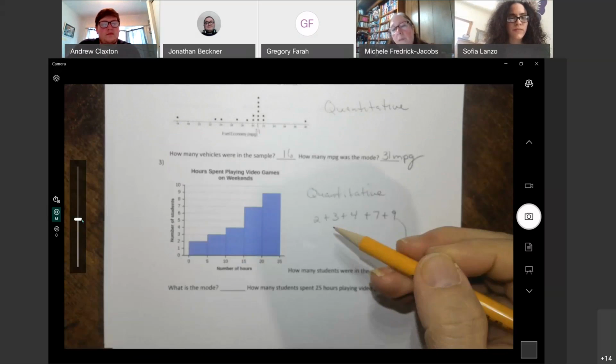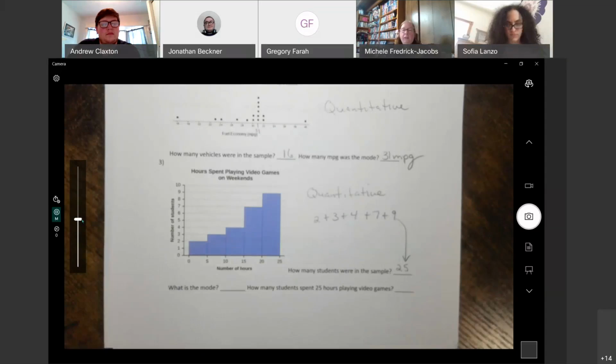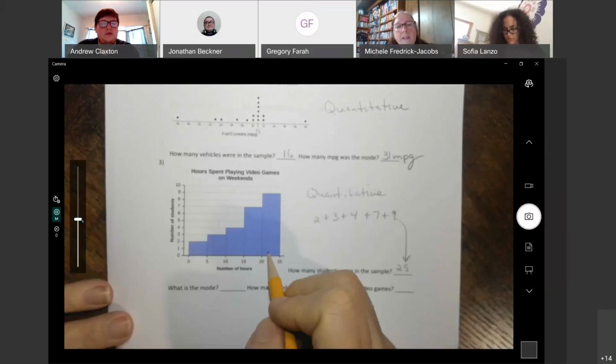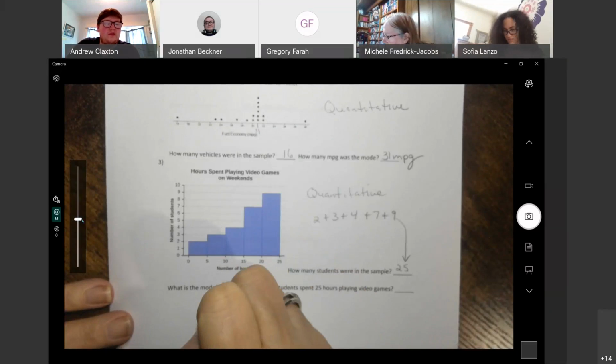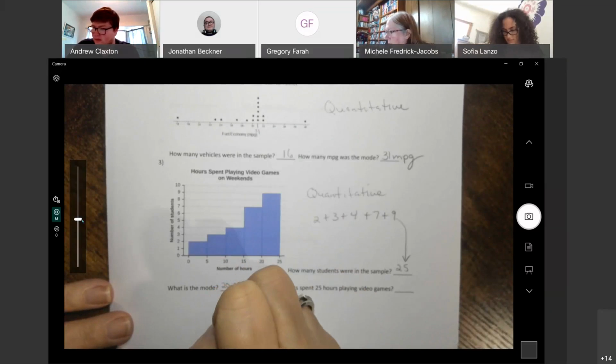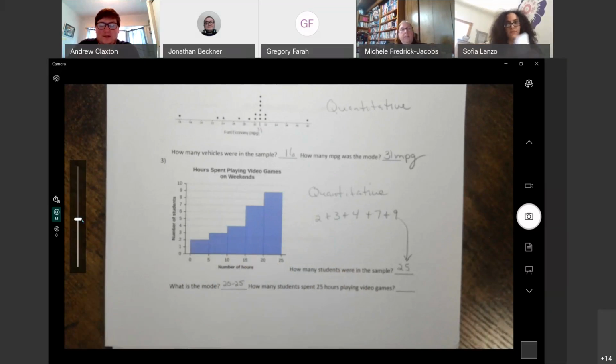So when you're working with a histogram and you don't have any other data with it, the mode is a range of values. And so the highest bar in our histogram is 20 to 25. So that's our mode. Yeah, this range of values had the most. So with a histogram, when you find the mode, it's a range of values.